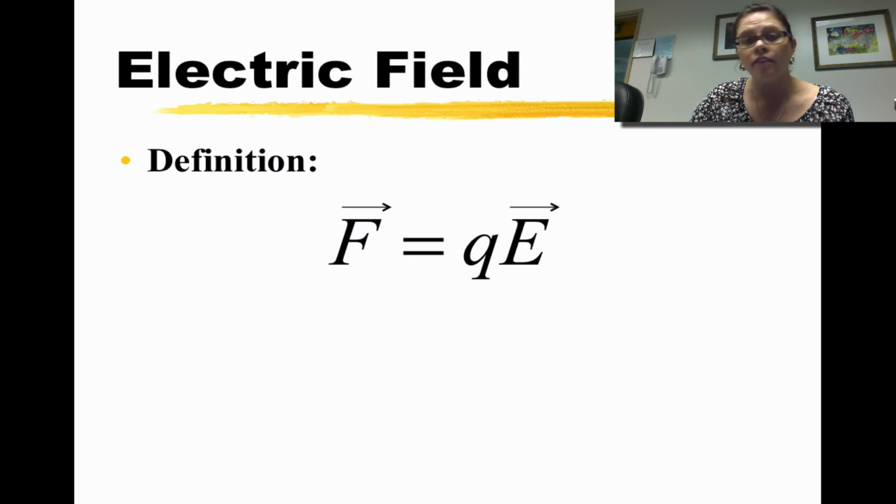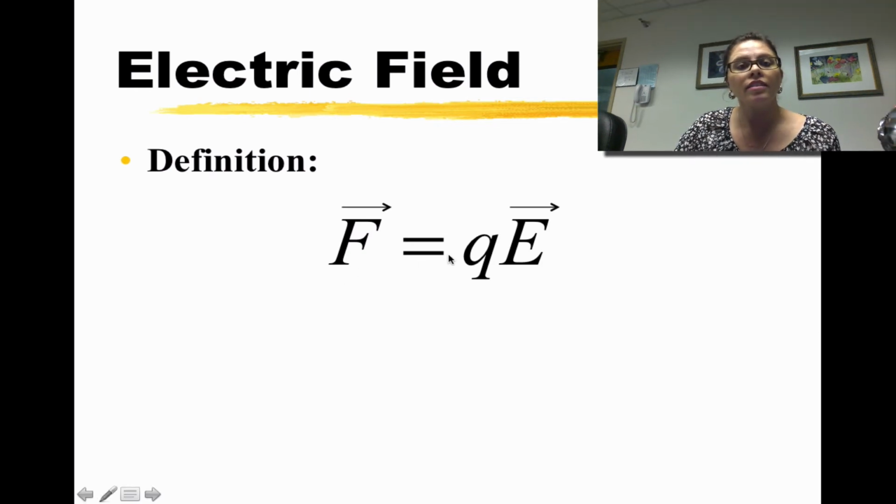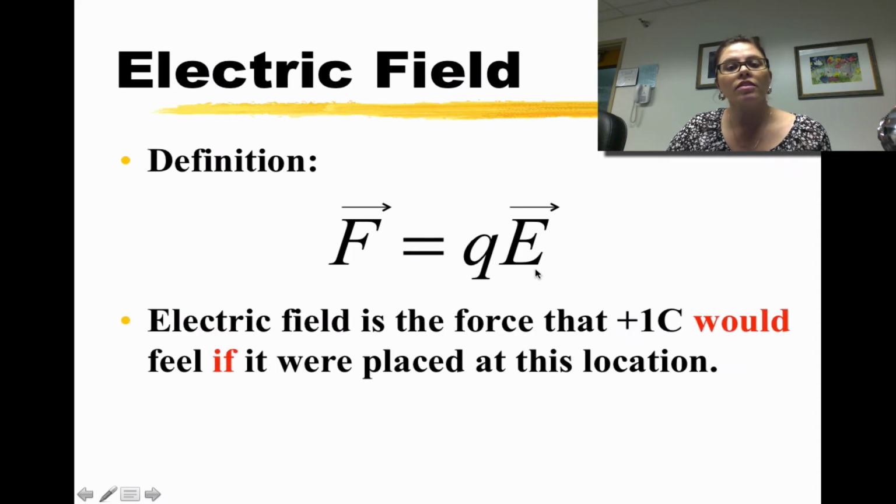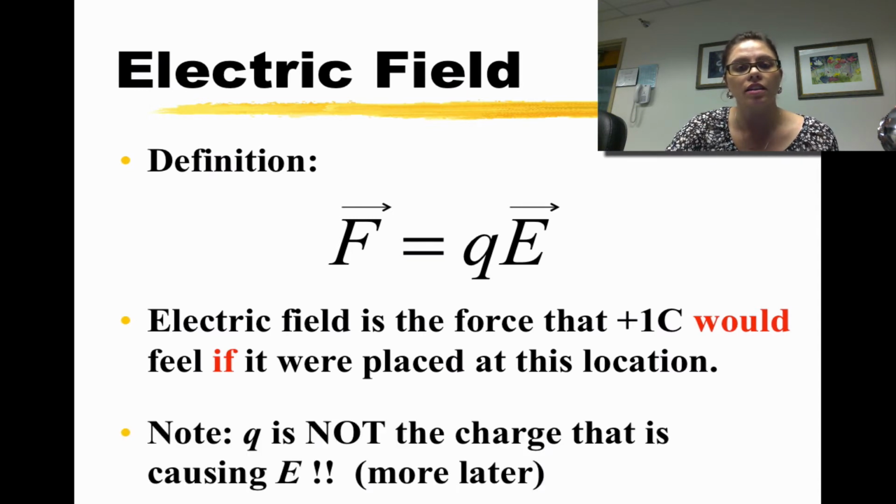Okay, so the electric field has a very similar definition. Electric force, F, is equal to QE. Electric field is the force that 1 coulomb of charge would feel if it were placed at this location. Q is not the charge that is causing the electric field. So the analogy would be for gravitational field strength, this would be M and this would be G, the acceleration due to gravity at that point.